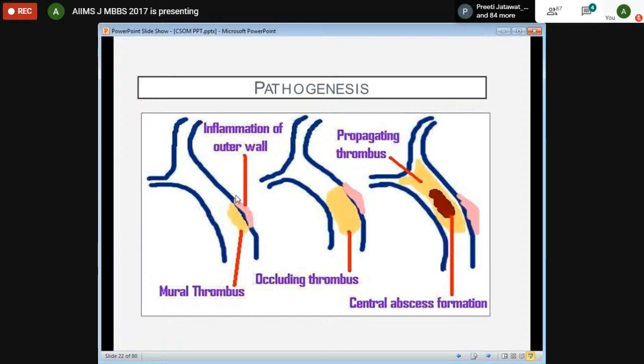And then there is an inflammation of the outer wall of the sigmoid sinus, and then it leads to the inflammation of the wall, and then there is a thrombus formation inside the sigmoid sinus. The thrombus will enlarge, and it will occlude the sigmoid sinus. Then there will be infection within the thrombus. Here you can see there is infection within the thrombus due to the bacteria.